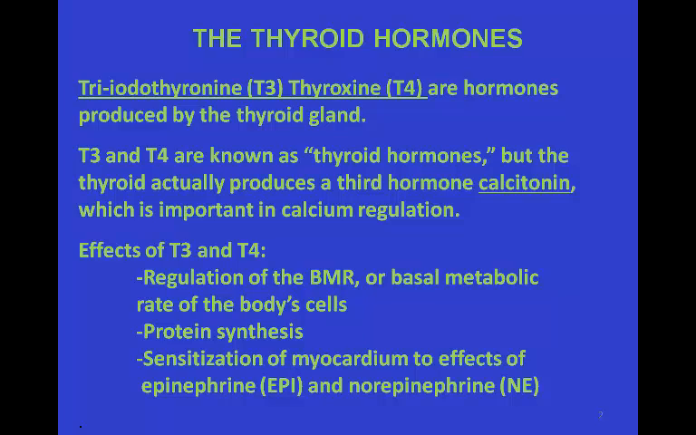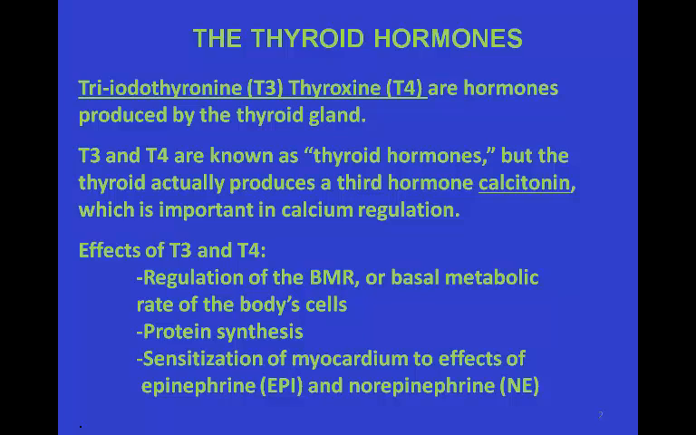First of all, tri tells you that the molecule has three of a particular entity, and that entity is iodine. So iodo tells you that iodine is present in T3 and T4 hormones. This is going to have implications for one of the diseases that will be discussed here in a few moments.